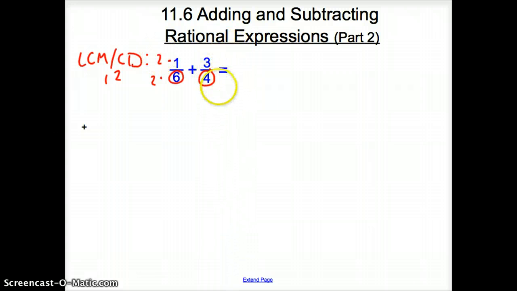And then what do I have to do over here? How do I get this 4 to be 12? I have to take that times 3. And what you do to the bottom, you have to do to the top. So now our new fractions are 2 over 12 plus 9 over 12. And so now we have the same bottom, we can add right across the top, which is going to be 11 over 12, or 11 twelfths for our final answer.